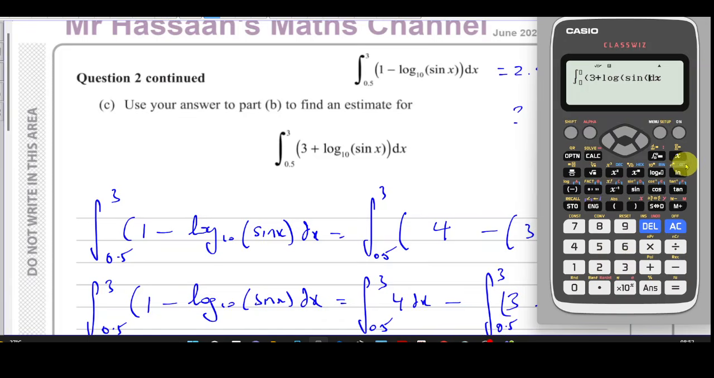Sine of x, so I'll put x there. I'll close the bracket for the sine x, and I'll close the bracket for the log and the bracket for the whole thing. Right, got to be careful about that. And then I'll put the limits in, which are between 0.5 and 3.